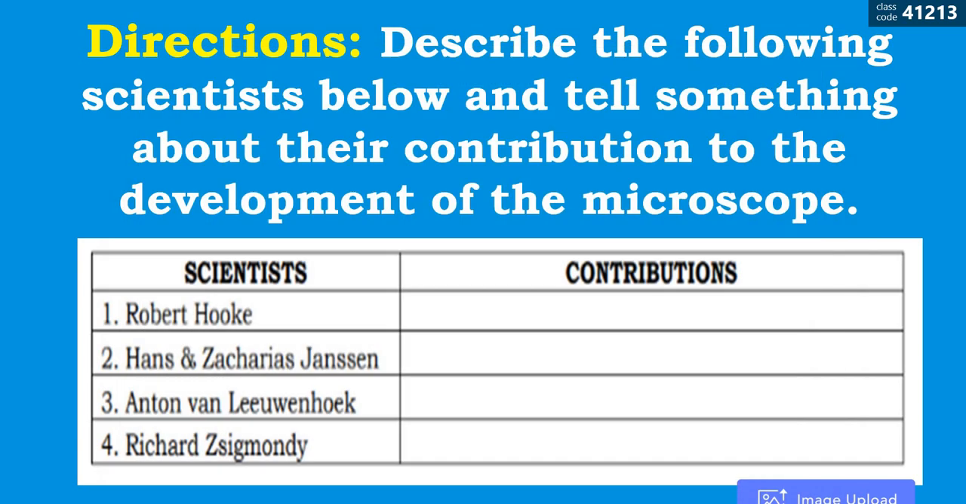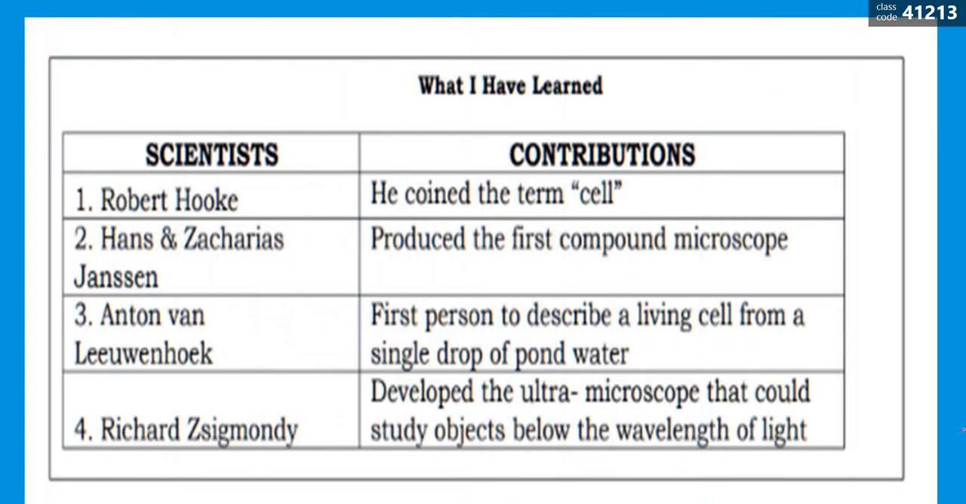Okay, let's see the answer. Scientist Robert Hooke, contribution: he coined the term cell. Hans and Zacharias Janssen produced the first compound microscope. Anton van Leeuwenhoek is the first person to describe a living cell from a single drop of pond water. And Richard Zsigmondy developed the ultramicroscope that could study objects below the wavelength of light. That's it.